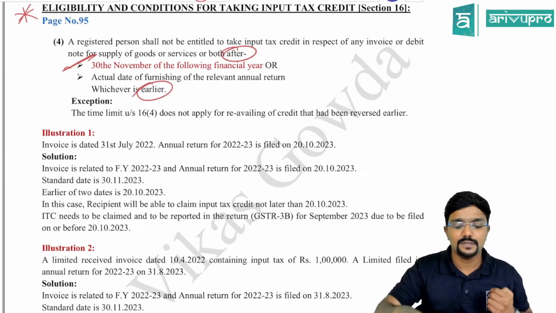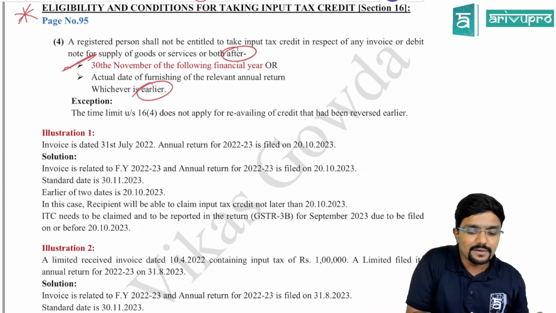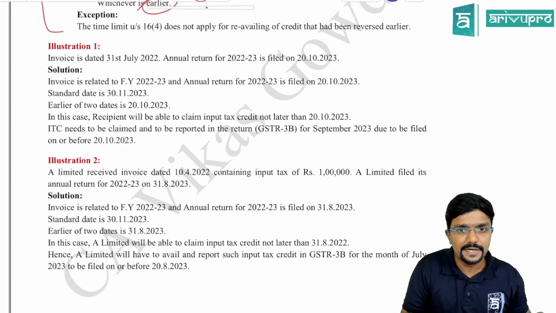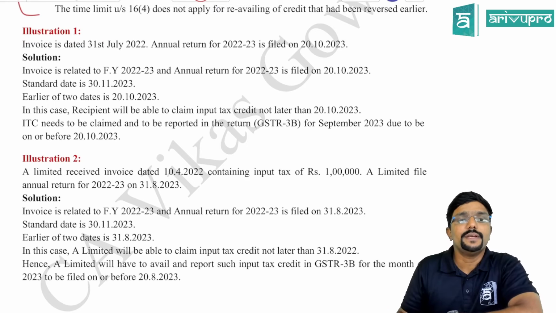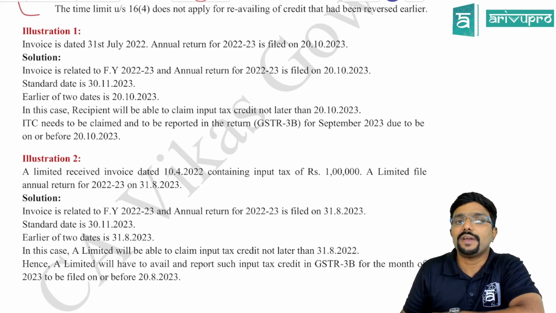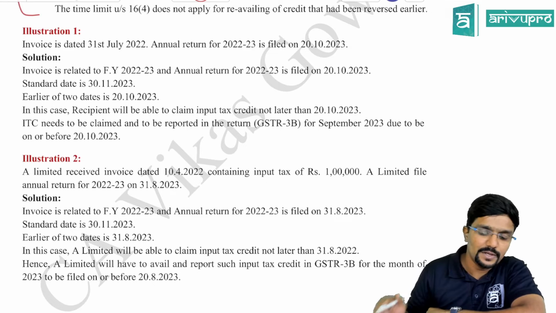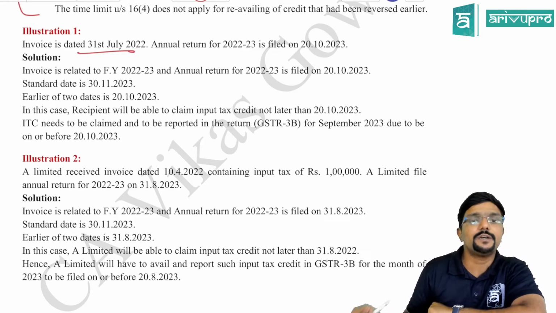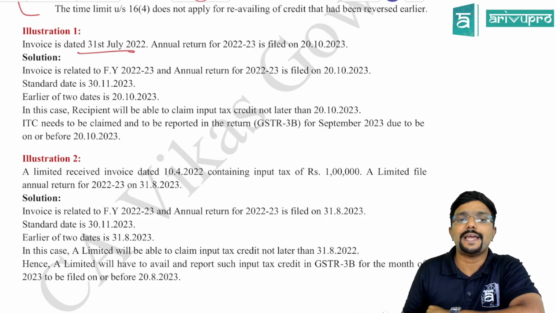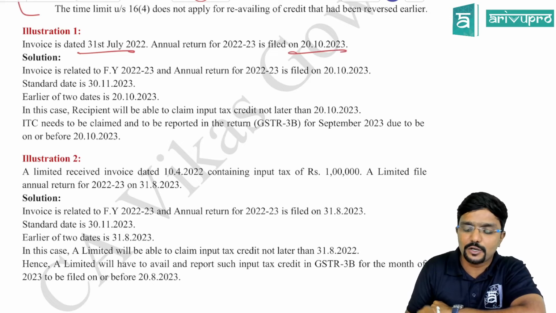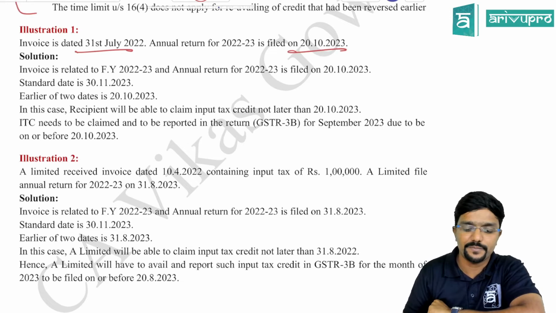Yes, guys. So with respect to this provision, I have given two illustrations for better understanding. What are those? We will see. Illustration 1. Invoice is dated 31st July 2022. Annual return for 22-23 is filed on 20th October 2023. So the invoice is related to financial year 22-23, guys. For financial year 22-23, when is the annual return filed? 20th October 2023.